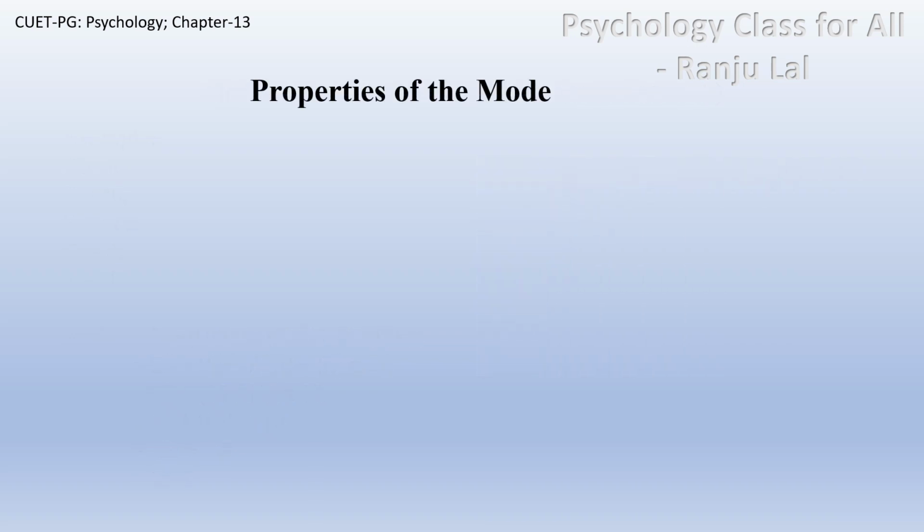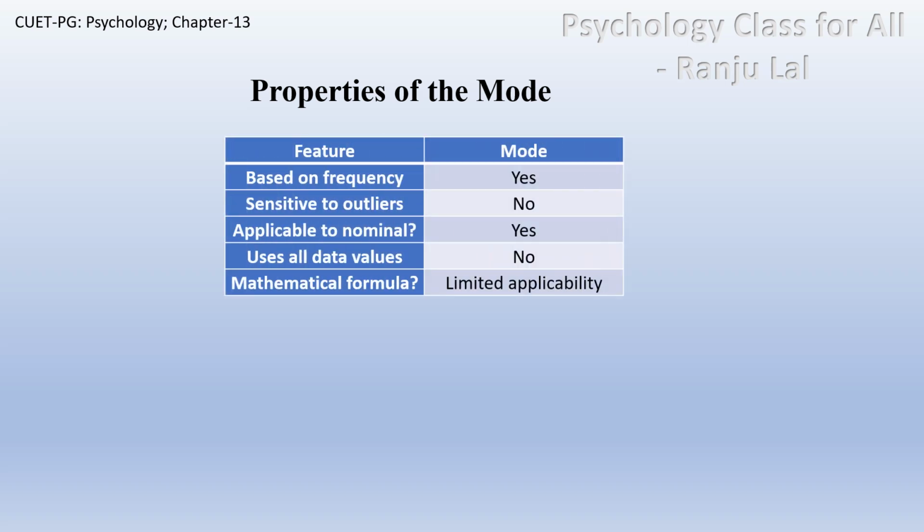Now about properties of the mode. There are some features that are known as properties. Mode is based on frequency. Mode is insensitive to outliers. It is applicable to nominal data as well. Mode does not use all data values, and for mathematical formulas it has limited applicability.